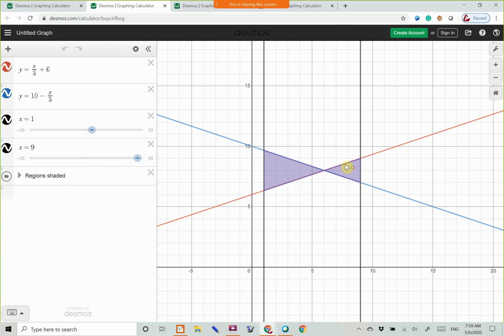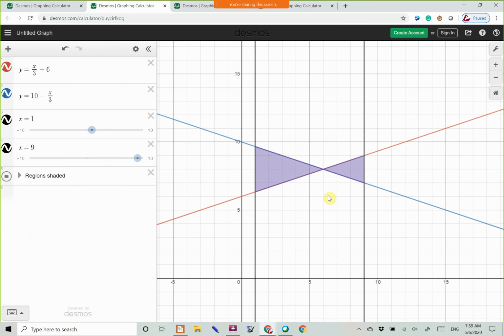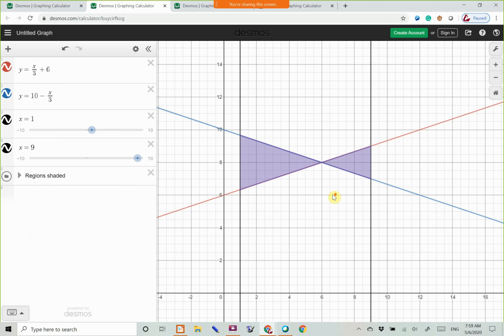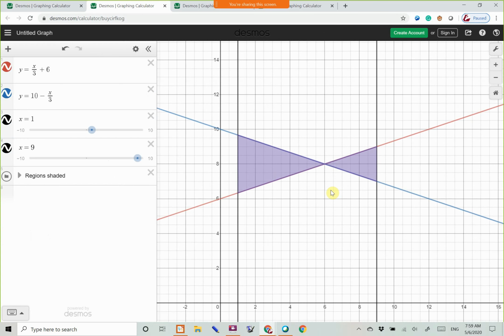And you'll see that there's these two shaded regions here, right? It's like a bow tie. I should have dressed up a little more or something. Right? Okay, so ridiculous nonsense here.